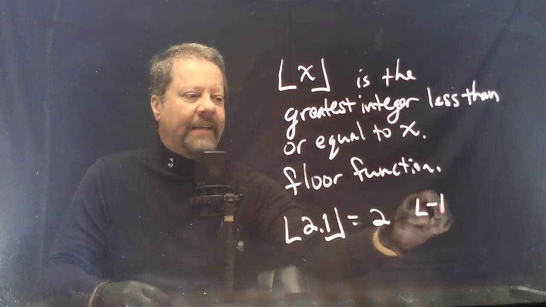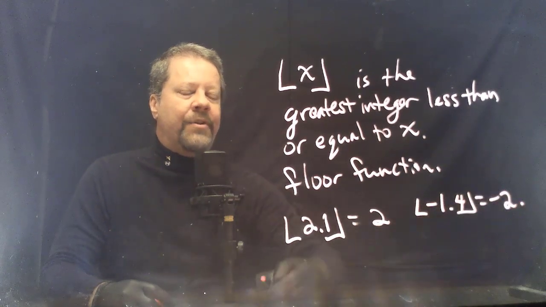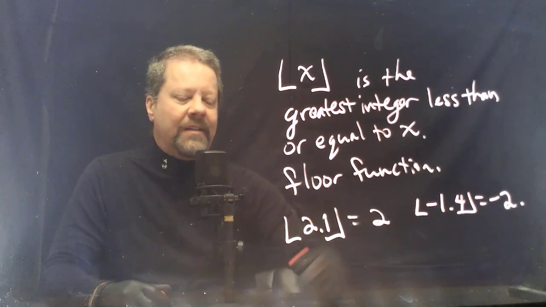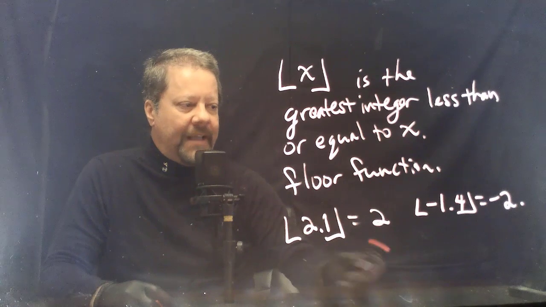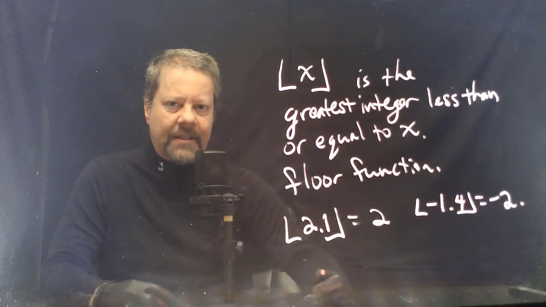If I plugged in negative 1.4, it would give me negative 2. It has to be something less than or equal to the number that you have on the number line, so you have to go to the left on the number line. Even for the negatives, keep going to the left, you'll get negative 2 in this case.